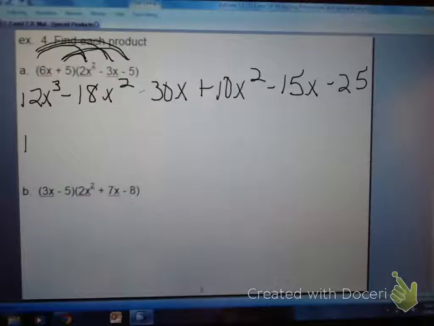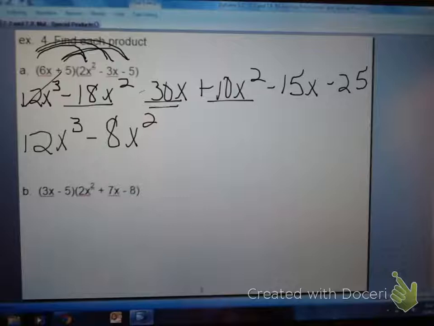Combine like terms. I don't have anything to combine the 12x cubed with, so I'm going to bring it down. Negative 18x squared and a positive 10 is a negative 8x squared. Negative 30x and a negative 15 is a negative 45x. I don't have anything to combine the 25 with, so I bring it down.